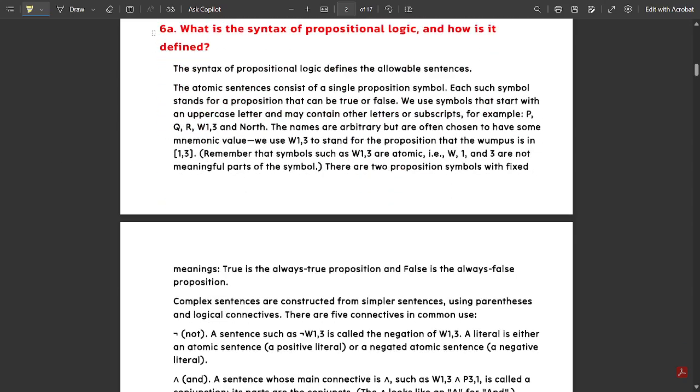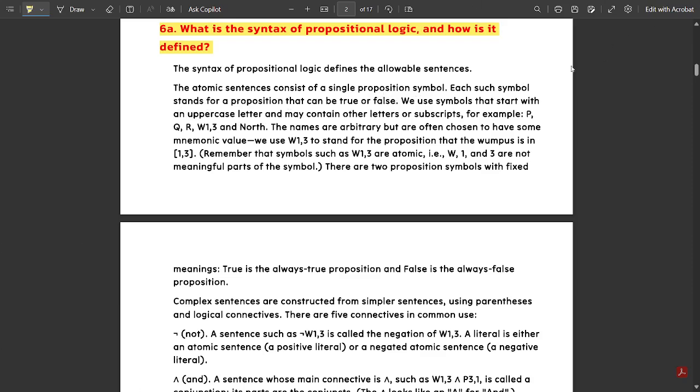Next question. What is the syntax of propositional logic and how is it defined? Okay, we have certain sets of syntaxes of propositional logic in this question 6a, and that I'm going to discuss now. The syntax of propositional logic defines the allowable sentences. The atomic sentences consist of a single proposition symbol. Each such symbol stands for a proposition that can be true or false.